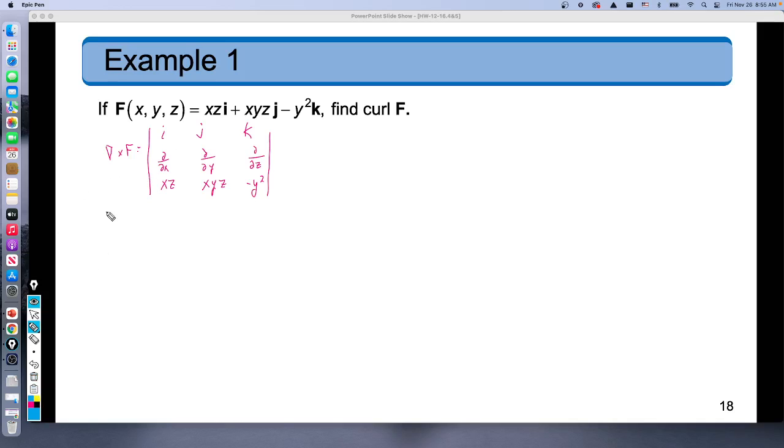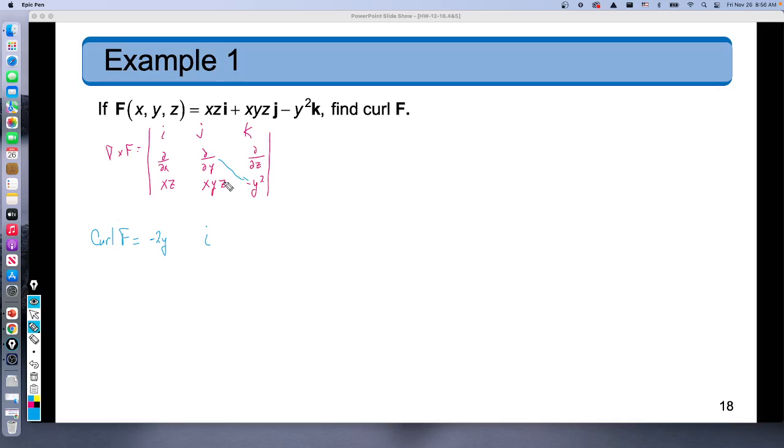So to get the curl of f, we're going to start with the i component. This one's maybe the easiest one. I always think it's the partial with respect to y, taking the partial of y with minus y squared. So I'm just going to do that as we do it. So the partial of y is going to be, remember, we're taking derivatives, negative 2y.